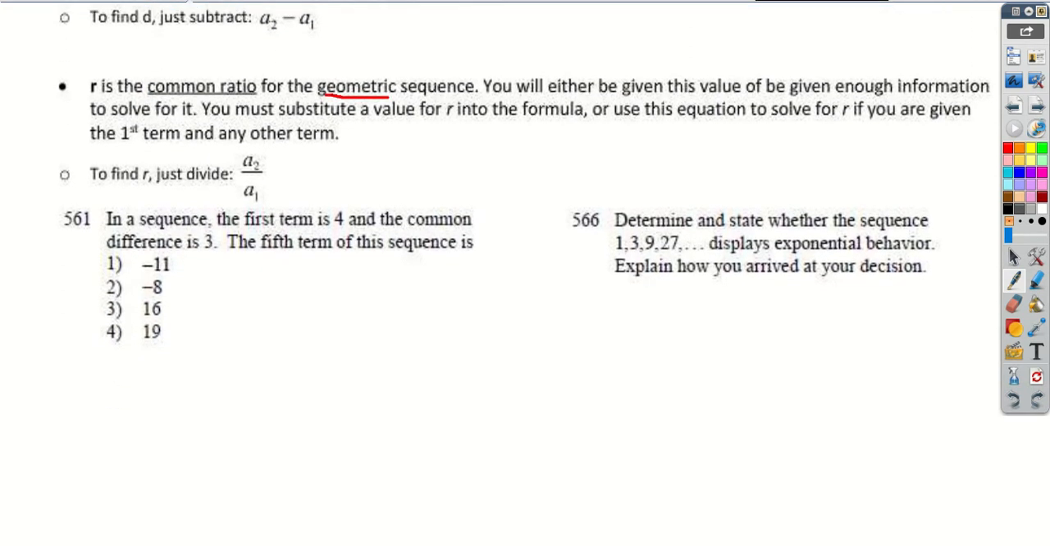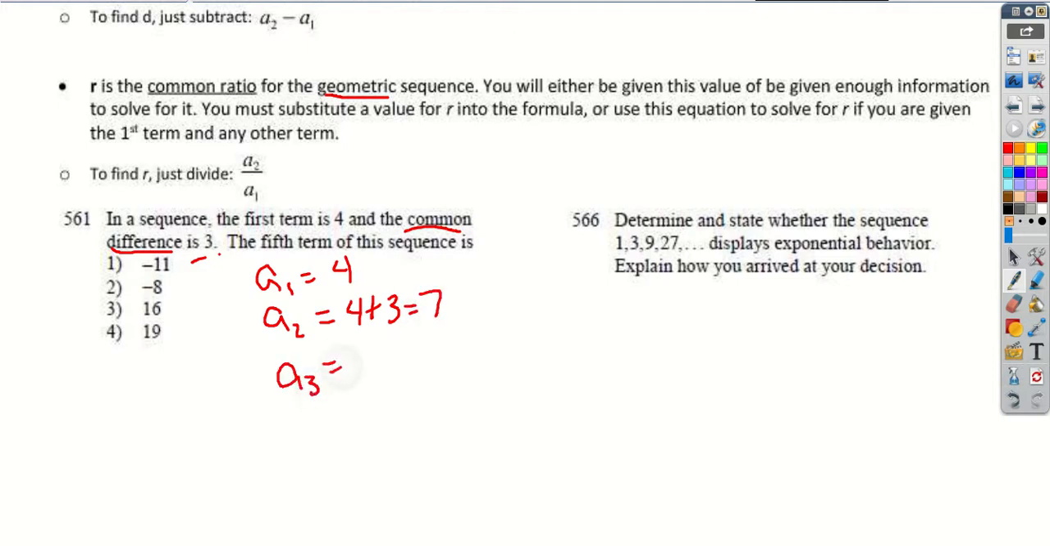All right, so in a sequence, the first term is 4 and the common difference is 3. As soon as I see common difference, it tells me it's arithmetic. The fifth term of the sequence is what? So I know the first term is 4. The second term is 3 more because the common difference is 3. So it's just 4 plus 3, which is 7.